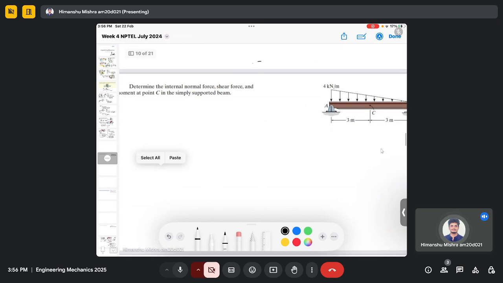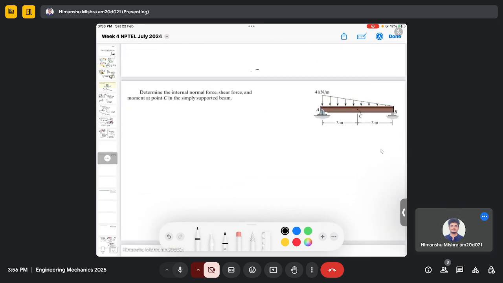So in the next question, we have a distributed load which is varying, which is actually a maximum at one end and almost zero at another end. And we need to determine the forces, shear force, and moment at point C. So, as usual, we will find the reaction forces. To find the reaction forces, we need to calculate the equivalent load.